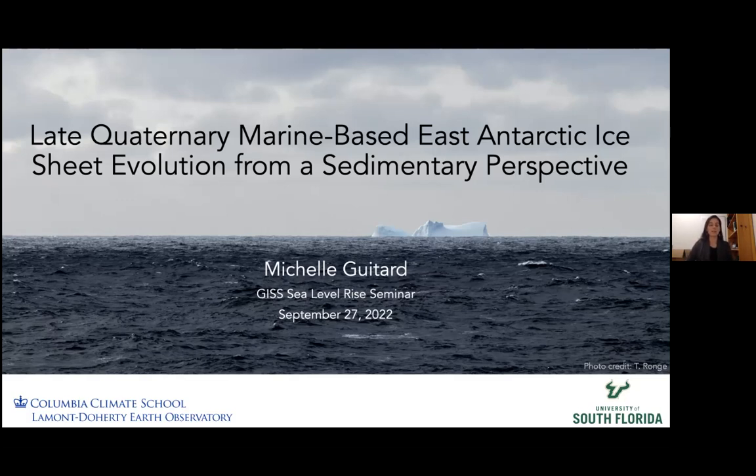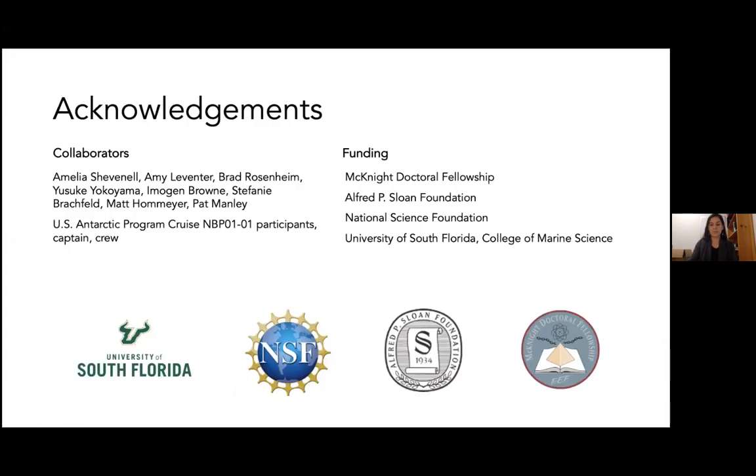so the last glaciation. And I'm going to be talking about outlet glaciers in East Antarctica and looking at the changes in those glaciers and perhaps the forcing factors that are associated with them. And I'll be talking about this from a sedimentary perspective because I deal with sediment cores. I'm at Columbia now, but this is all work that I did at South Florida. Just some acknowledgements for my collaborators, as well as advisors, captain and crew of the MVP 0101 cruise, where this sediment was collected, as well as my funding.